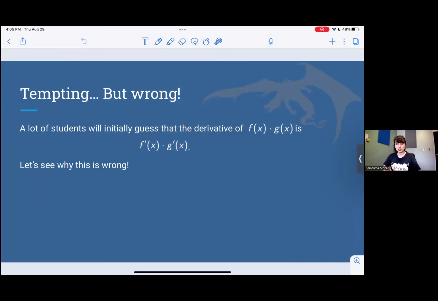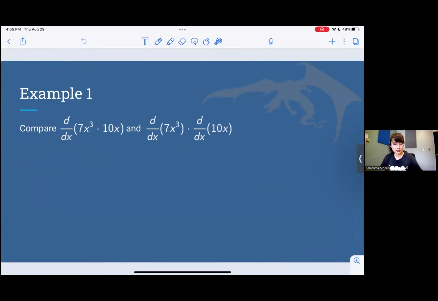And I can actually already show you an example of how we would know that this is wrong, just based on the little bit of derivatives that we know. So for example, I'm going to calculate these two things. I'm going to calculate the derivative of my product 7x cubed times 10x. Then I'm separately going to calculate the derivative of 7x cubed and multiply that by the derivative of 10x.